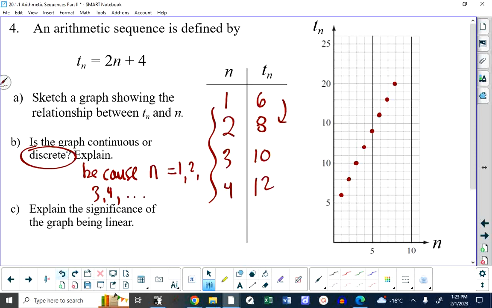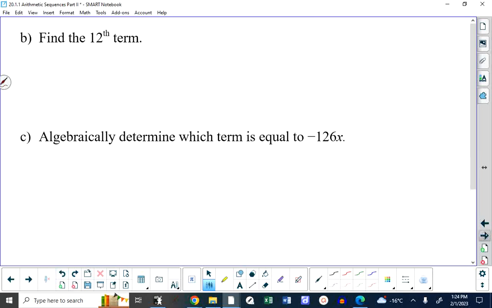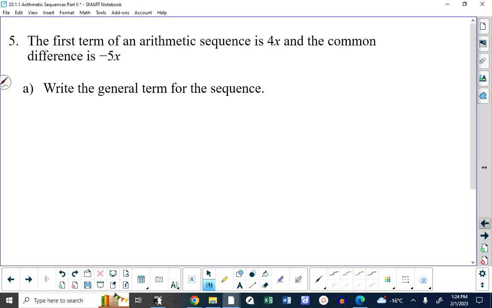Explain the significance of the graph being linear. Well, you can write this down or not. It's just a point of interest. It's linear because there's a common difference. When you go over 1, you go up 2. Over 1, up 2. Over 1, up 2. The slope of this line is 2. Even though it's not a line, it's just dots. The slope is constant because there's a common difference. And that's one feature of arithmetic sequences. The lines are straight. All right. We have one last example to do.